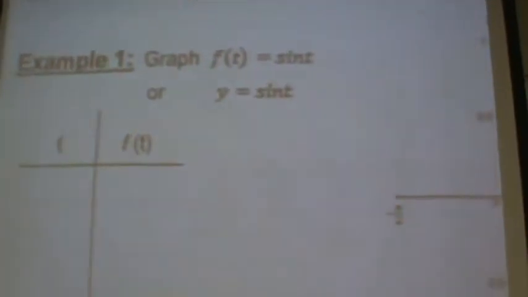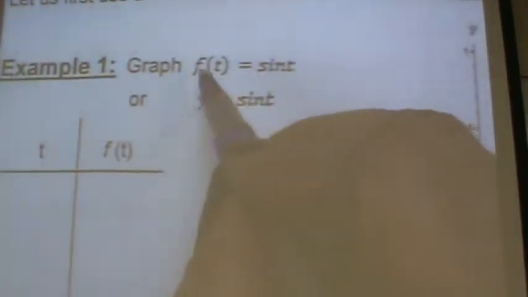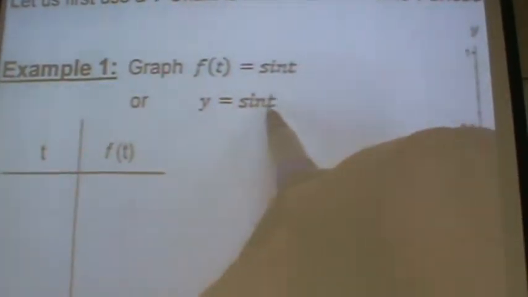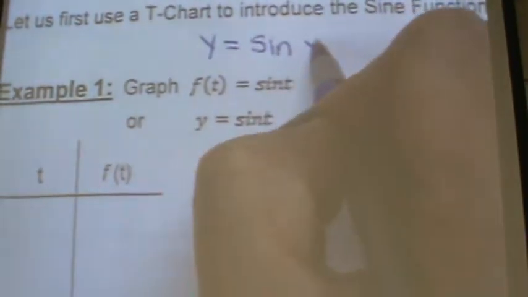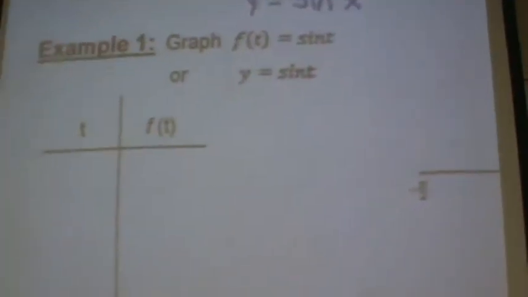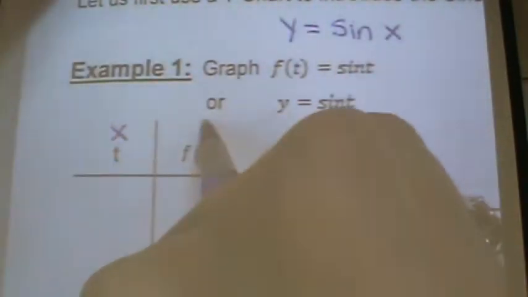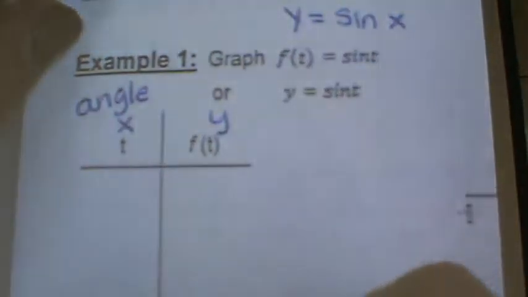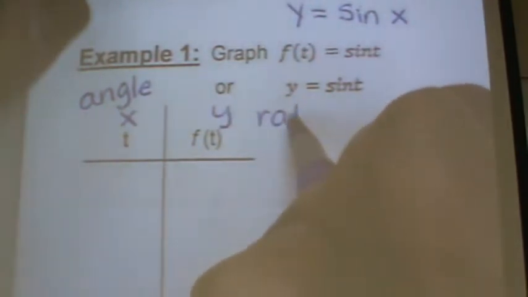All right, now, here is your graph of the sine curve. You might see the equation as f of t is equal to sine t, or you might see y is equal to sine t, or my favorite, y equals sine x. Well, if we need a t-chart, what is x and what is y? What are we comparing? X is going to be the angle measures, and y is going to be your ratios.